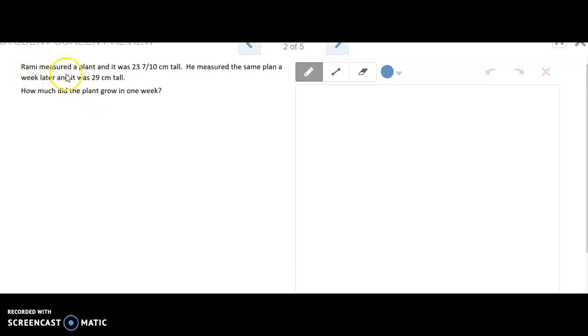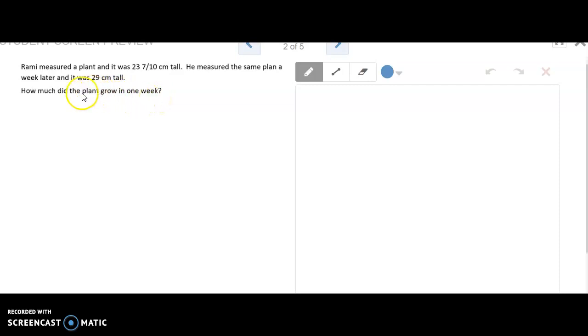All right, so Rami measured a plant and it was 23 and 7/10 centimeters tall. This is important to know. I would jot down this detail, 23 and 7/10 centimeters tall. He measured the same plant, oh, there's a missing T there, a week later, and it was 29 centimeters tall. Okay? This is important to know. The same plant now was 29 centimeters tall. How much did the plant grow in 1 week?